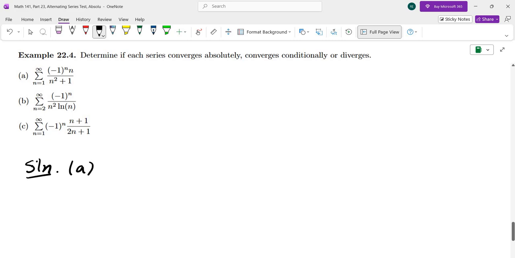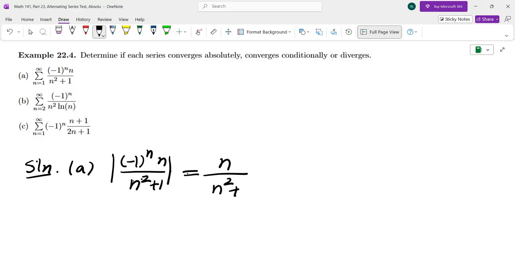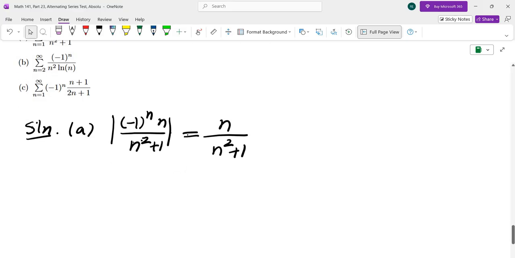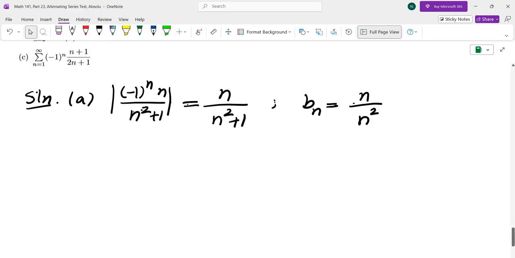Okay, so the first example is the sum of -1 to the power of n times n over n squared plus 1. We want to determine whether this converges absolutely or conditionally. So we're going to take the absolute value of the terms and see what we get. So if we look at that, that is n over n squared plus 1. Well, this is roughly n over n squared. So if I choose bn to be n over n squared, I can use the limit comparison test.